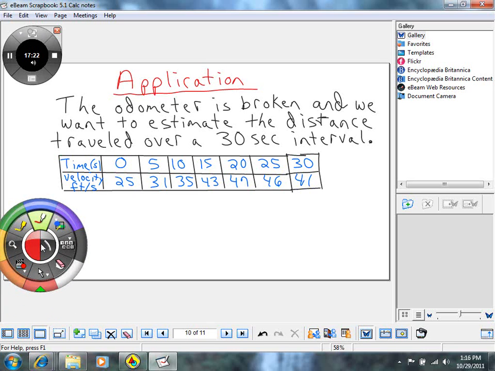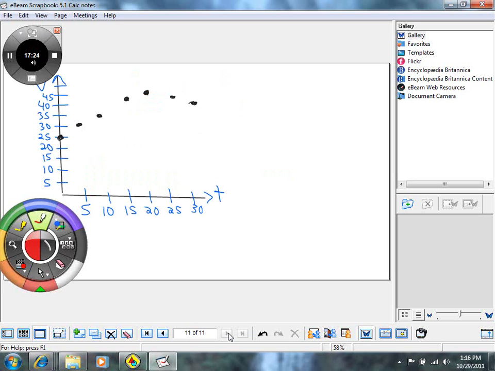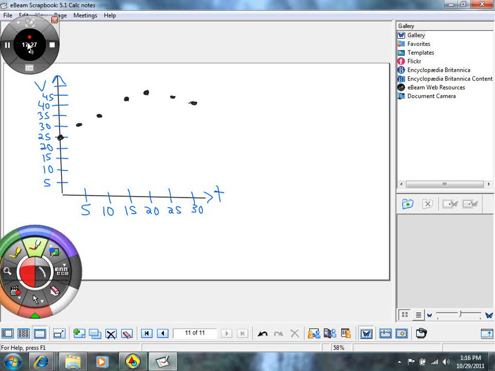So after you jot that down, we would make a graph. We don't have to make a graph. I mean, you will for your project, but you can solve this without making a graph. But I went ahead and I plotted the points. And then I'm going to try to figure out the distance that we traveled.